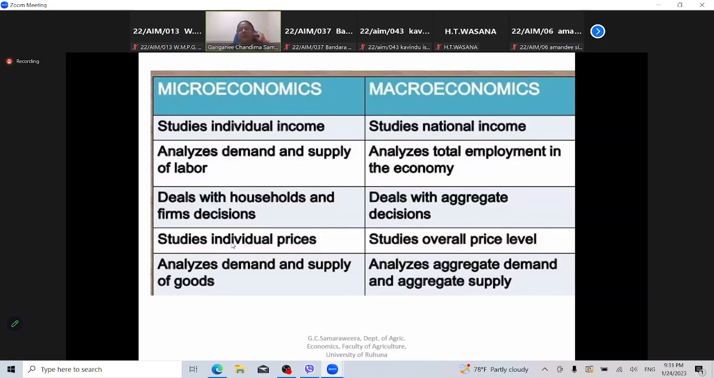Understood these main two concepts clearly? Yes, ma'am. If any question, please tell me.